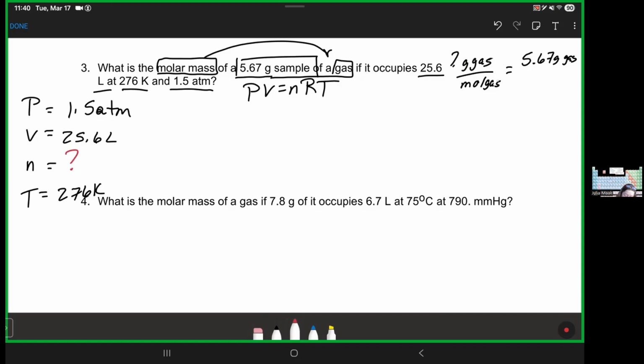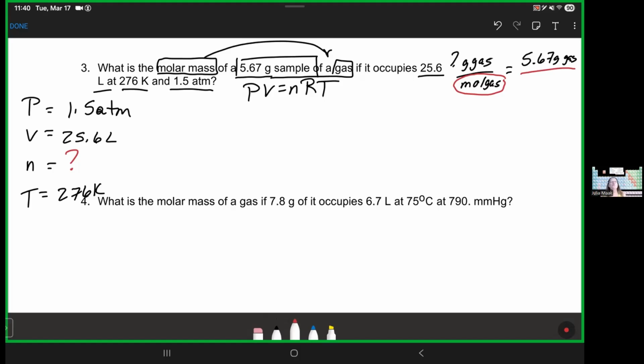Okay, but we already know that because we need to know our moles of gas in order to do our molar mass of the gas. Okay, so when they're asking for molar mass of a gas and they give you the mass of the gas, you're solving your gas law for moles.